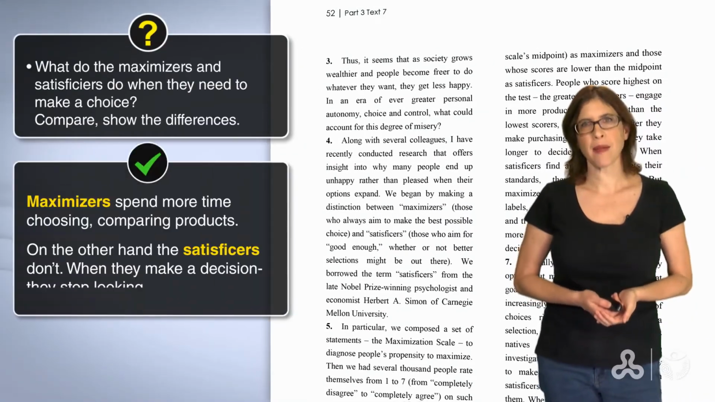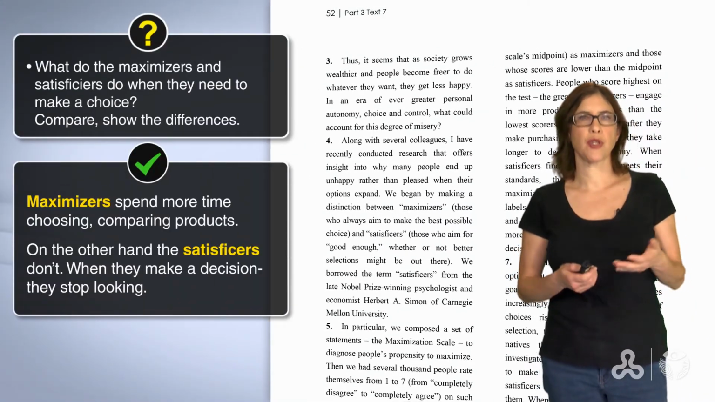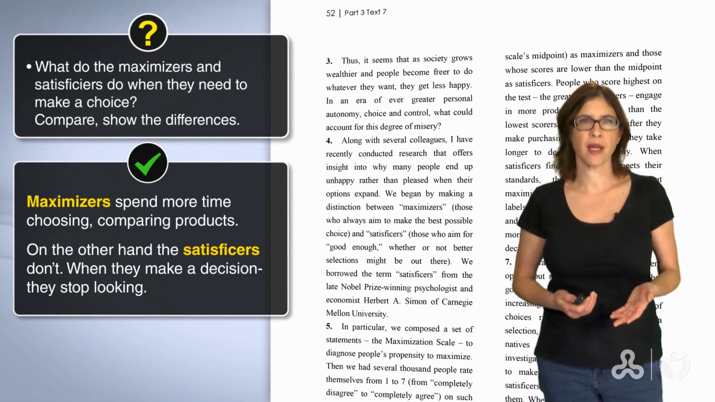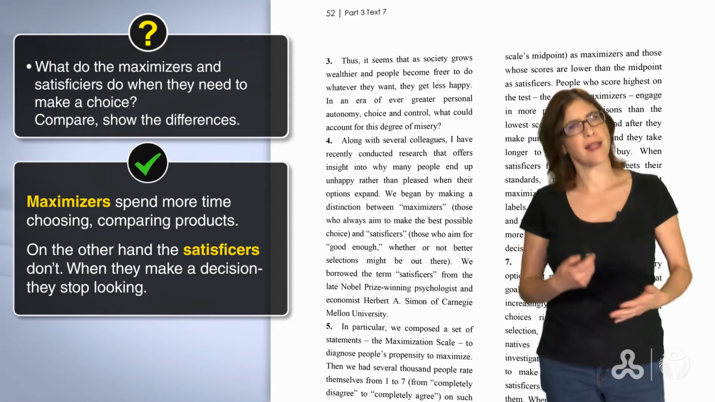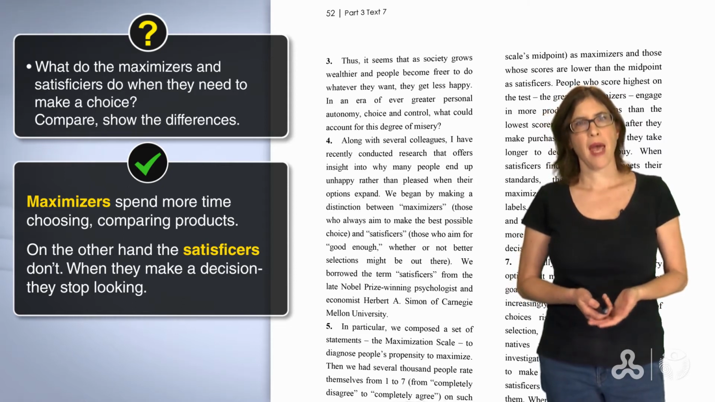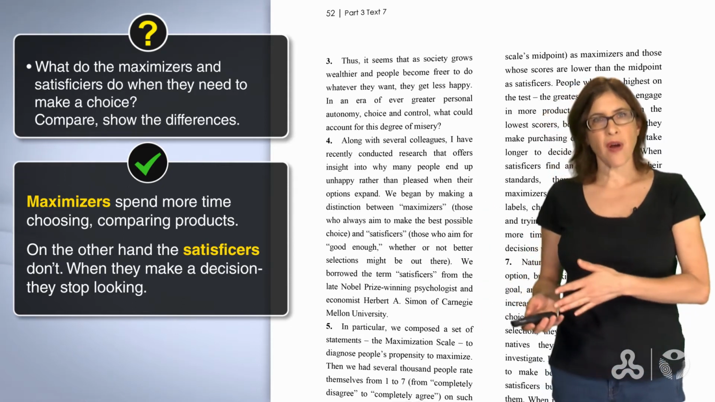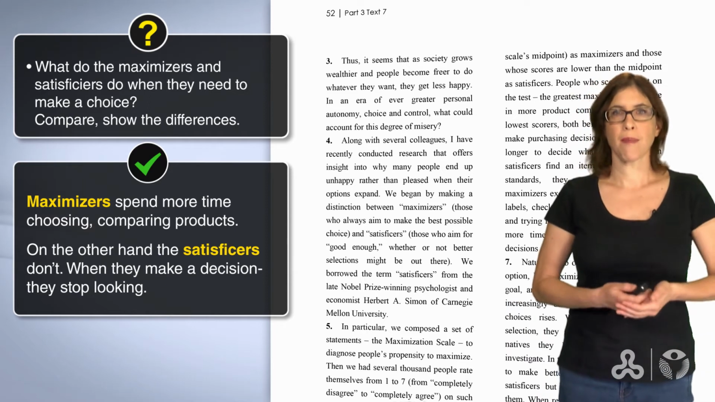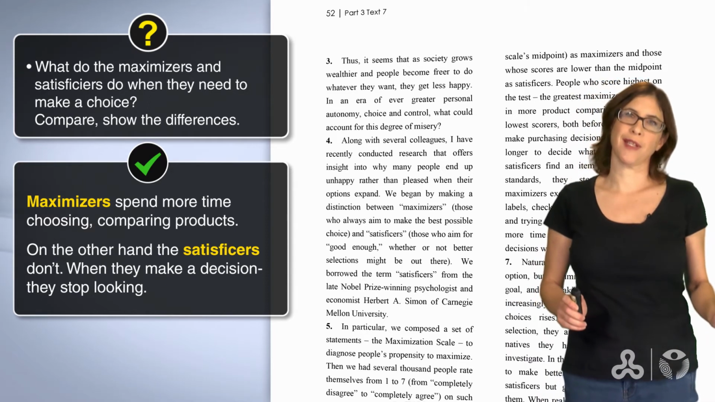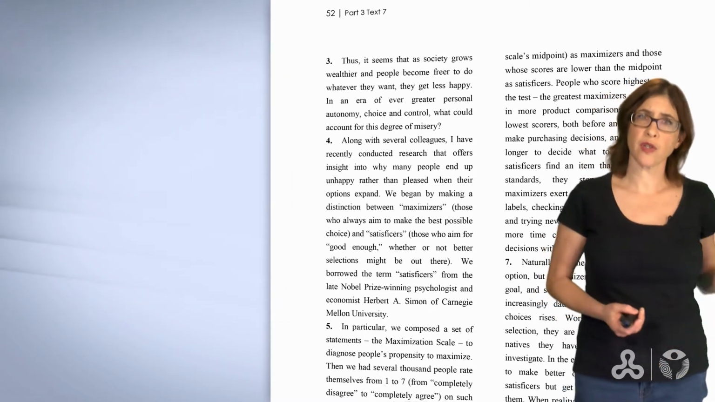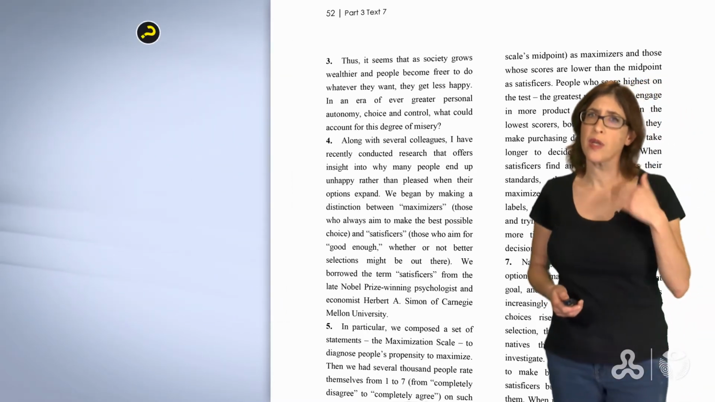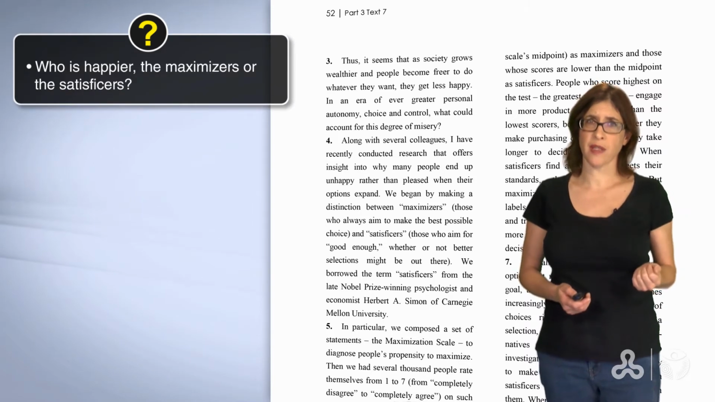Our answer is that maximizers spend more time choosing. They compare products, they spend more time before and after, etc., etc. And on the other hand, the satisficers don't. When they make a decision, they stop looking. This refers to the first question of the findings. Now we go on to the next question of the findings.